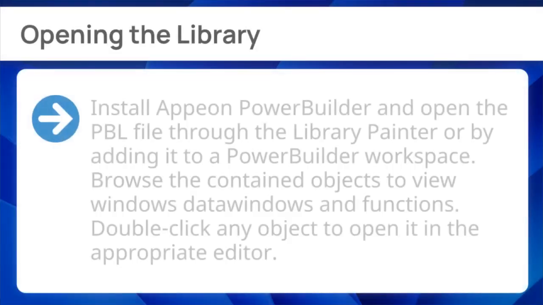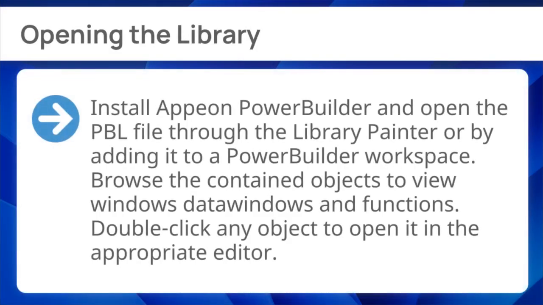First, opening the library. Install Appeon PowerBuilder and open the PBL file through the Library Painter or by adding it to a PowerBuilder workspace. Browse the contained objects to view Windows, datawindows, and functions. Double-click any object to open it in the appropriate editor.